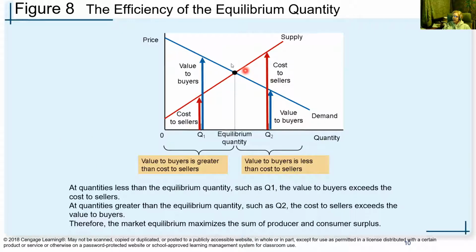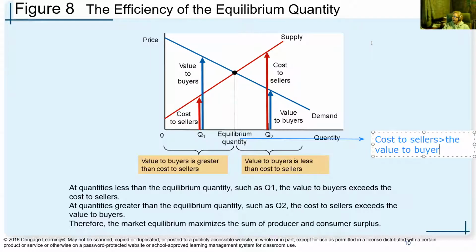At any point above equilibrium quantity, from here over, it's kind of flipped. So what happens is the cost to the sellers is greater than the value to the buyer. Okay, so that too doesn't sound like good economic theory.